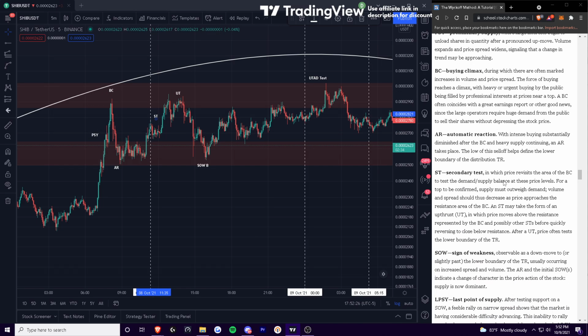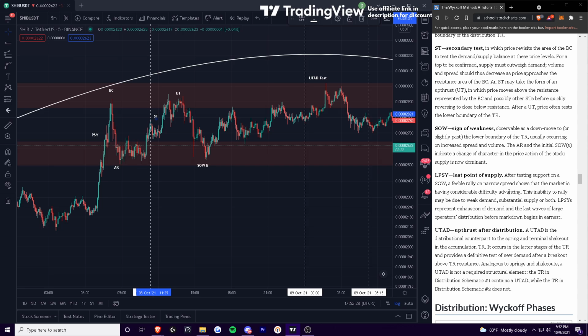What's UT? UT is up thrust. Boom. Come down for your sign of weakness. Observable in a down move to or slightly past the lower boundary, usually occurring on increased spread and volume. The automatic retest and the initial sign of weakness indicate a change of character in the price action of the stock. Supply is now dominant.